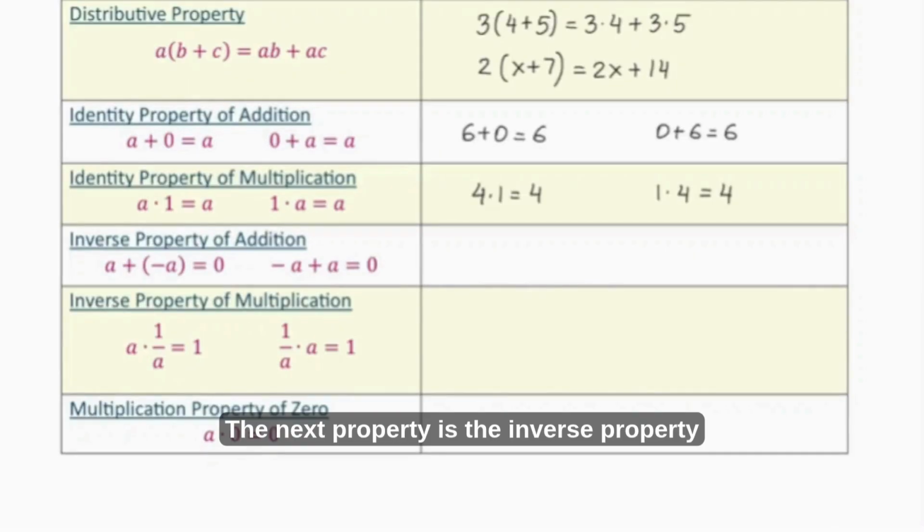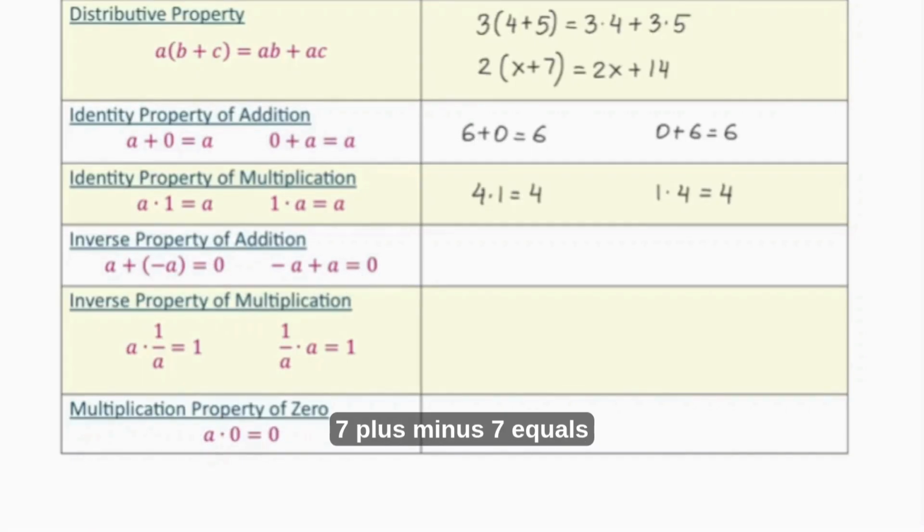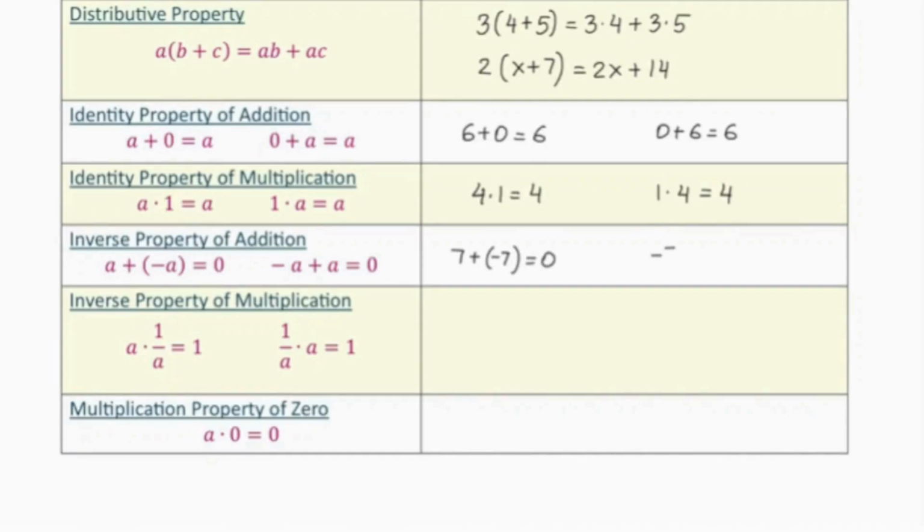The next property is the inverse property of addition. a plus minus a equals 0, and minus a plus a is also 0. So the sum of two opposite numbers equals 0. For example, 7 plus minus 7 equals 0, and minus 7 plus 7 is also 0.